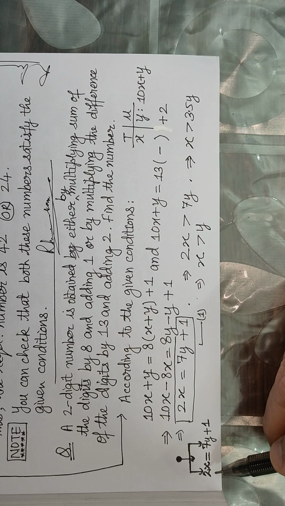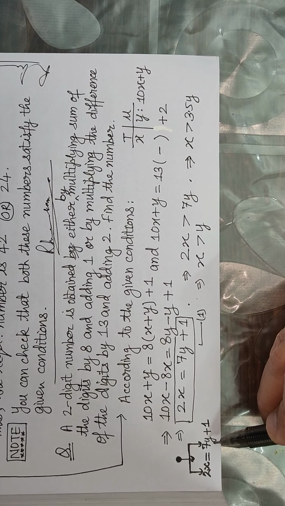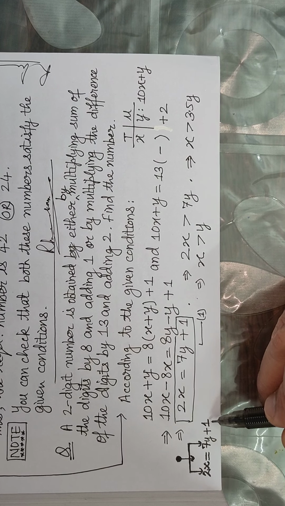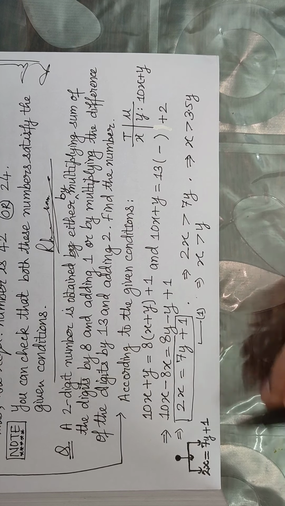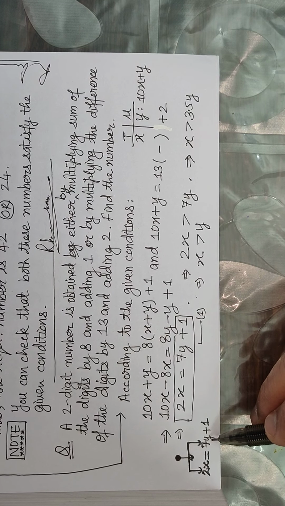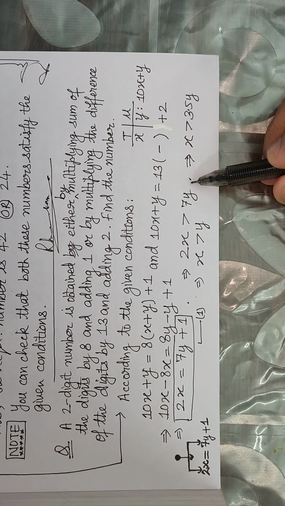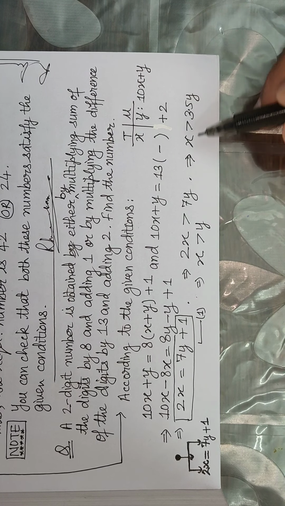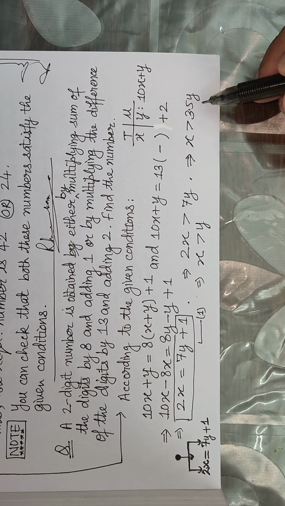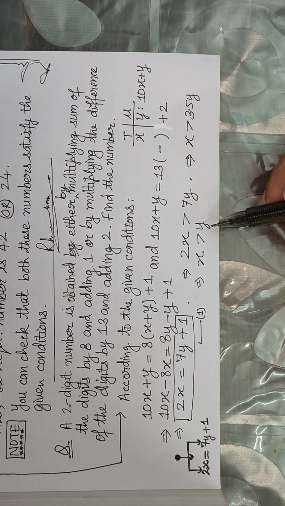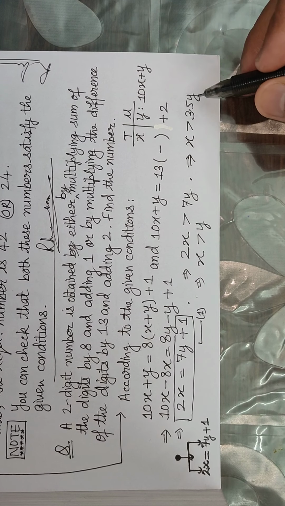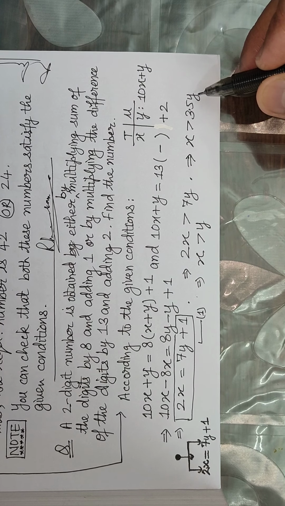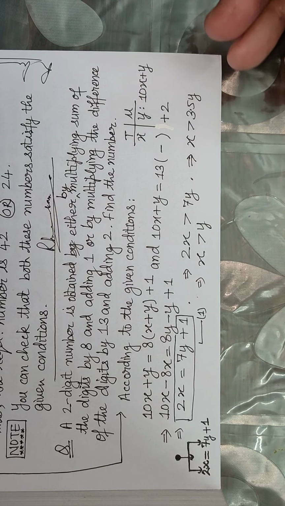2x becomes heavier, 7y will be lighter than 2x because 2x was equal to 7y plus 1, and if I remove the 1 from here, then 2x becomes greater than 7y. So if 2x is greater than 7y, then x is greater than 3.5 times y. Now what does this statement reveal? It simply tells you that x is greater than y. In spite of multiplying y by 3.5, still x is greater than that number. So obviously x is greater than y.